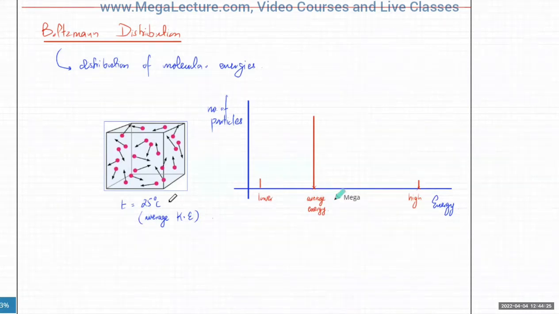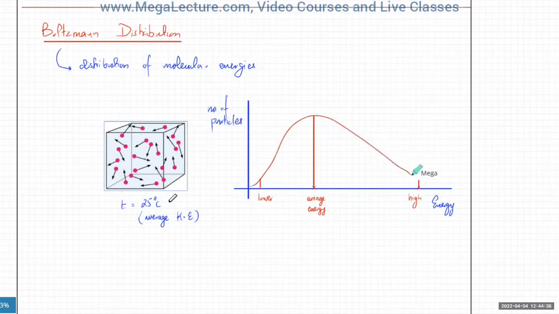So the graph kind of looks like this. If I plot the graph, it would look like this. At high energies, the number of particles would be lesser. At low energies, the number of particles would be lesser as well. But at average energy, there would be a lot of particles. At energy slightly higher than the average energy, you'll still have a lot of particles, or slightly lower than the average energy, you'll still have a lot of particles.